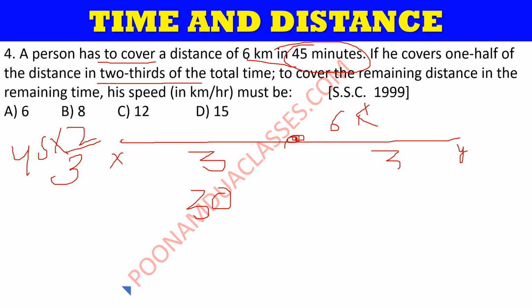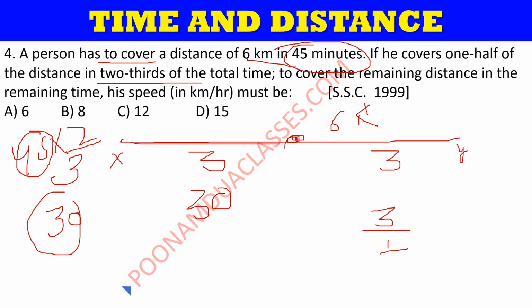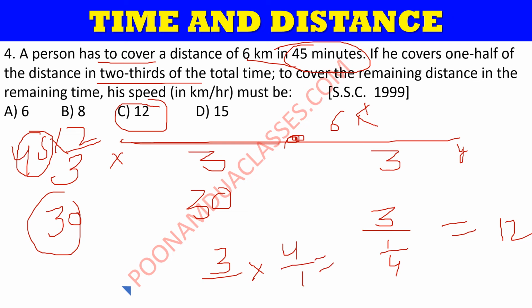Now 3 km is left and he has in total only 15 minutes left now, because 30 minutes he has already taken to cover the first half. Now the second half, only 15 minutes are left. 15 minutes is 1/4 part of the hour, तो 3 को हम divide करेंगे 1/4 से. Now he needs to cover the distance with a speed of 12. 3 divided by 1/4 is 3 into 4 by 1. That will give us the answer 12. Option C is our right answer.